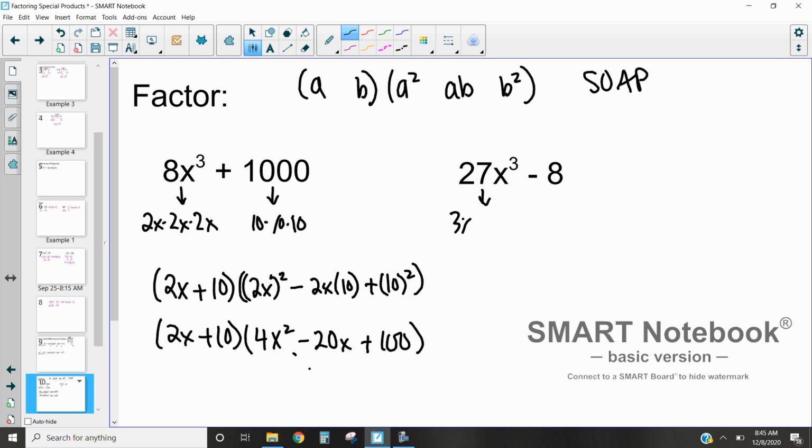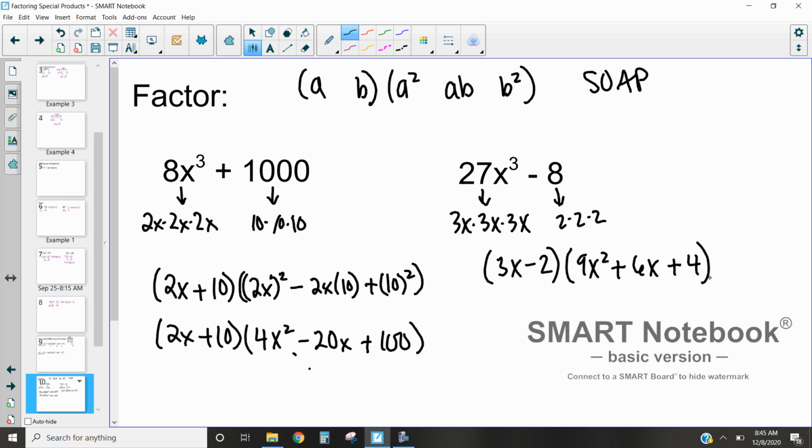This one breaks down into 3x times 3x times 3x. This breaks down into 2 times 2 times 2. So then as we factor this out, we get 3x, same sign, minus 2. 3x squared, which is 9x squared. Opposite sign, which is plus. 2 times 3x, which is 6x. And then always positive, 2 times 2 is 4. Fantastic. So that is kind of how we would do that.